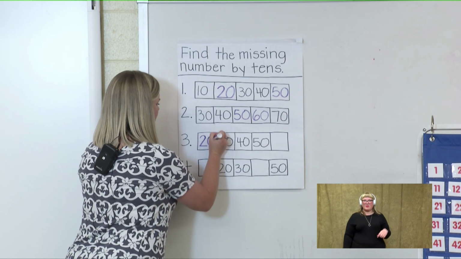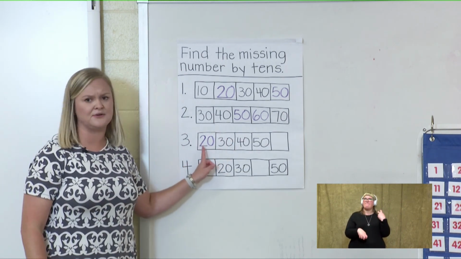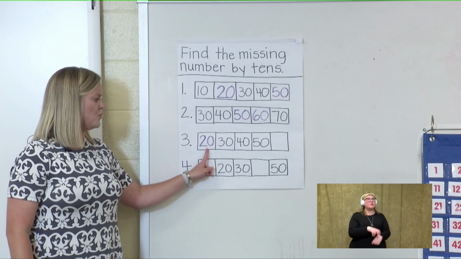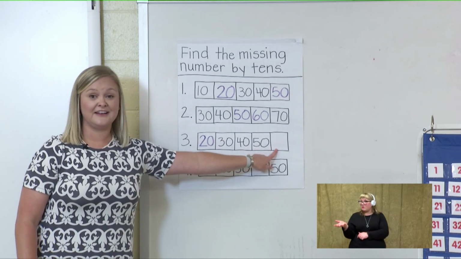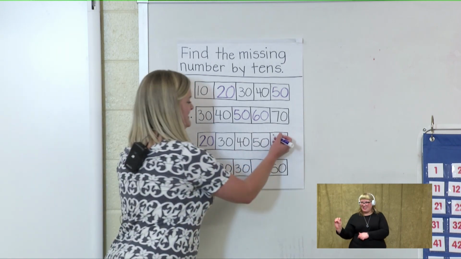Those are always the trickiest for me when the first one is blank. So now we can keep going from there. 20, 30, 40, 50. And our last number is 60. Great job.